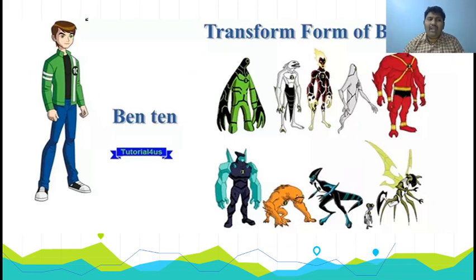See this particular diagram. A famous cartoon here is Ben 10. In Ben 10 the person is the same, but according to requirement he may take any kind of form. The person is the same, but according to requirement he is changing his roles. That is nothing but polymorphism. The same thing has many forms according to the position, requirement and situation. He may change to any kind of role. According to the situation, the same object may work in different ways.